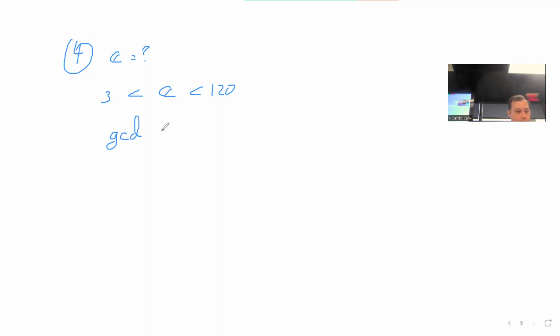So GCD is the greatest common divisor, right? Which we define as the largest positive integer that divides each of the two integers, okay? So then we do GCD of E and 120, and this should be equal to 1. That's basically what the function is doing in your code.